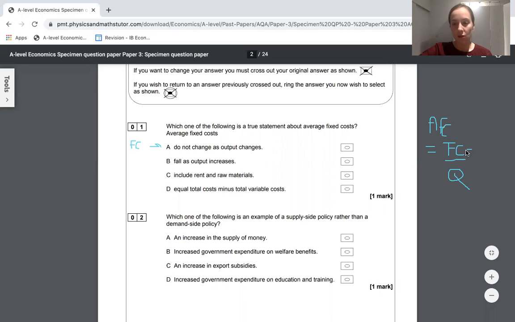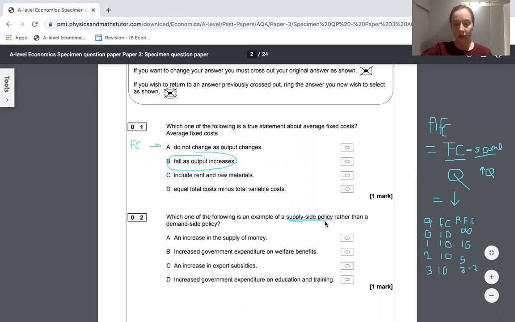Fixed costs don't change as output changes, so this is always the same as output changes. But as output changes, this increases, so average fixed cost will always decrease. And if you have questions about it, you could draw up a table where you see that happening. Imagine as output increases, your fixed costs are always the same, imagine they're always 10. If you then calculated the average fixed cost, you would get infinity, 10, 5, and 3.3-ish. So average fixed cost always falls as output increases.